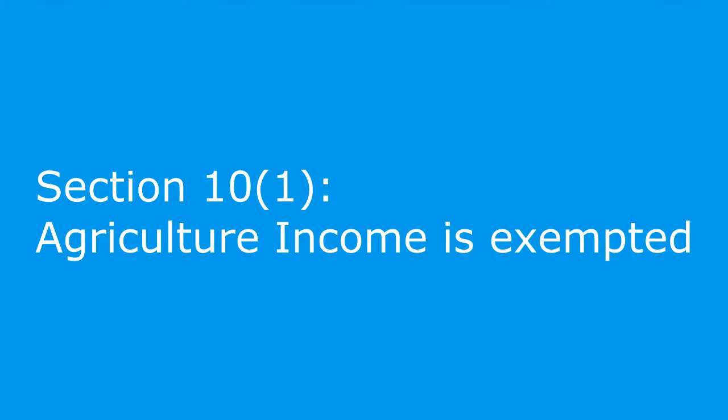The first and foremost important thing which you have to know about agriculture income is, as per section 10 subsection 1 of the Income Tax Act 1961, agriculture income is exempted. That means if you earn any agriculture income, you need not pay any income tax on it. Your agriculture income is free from income tax.